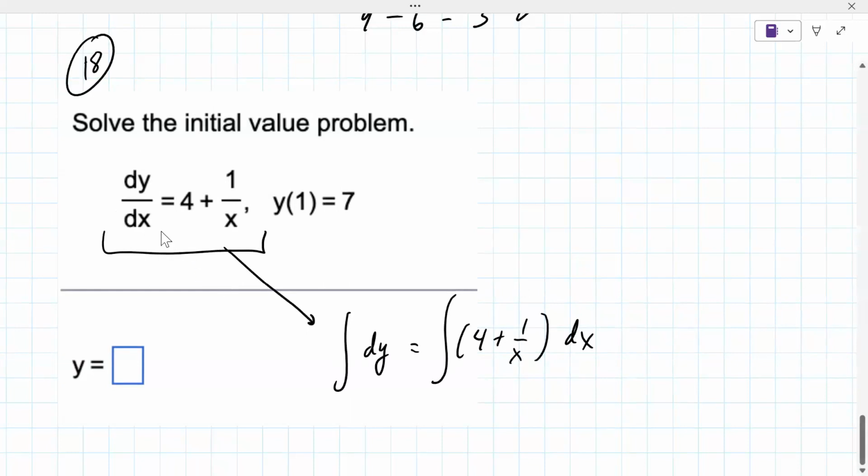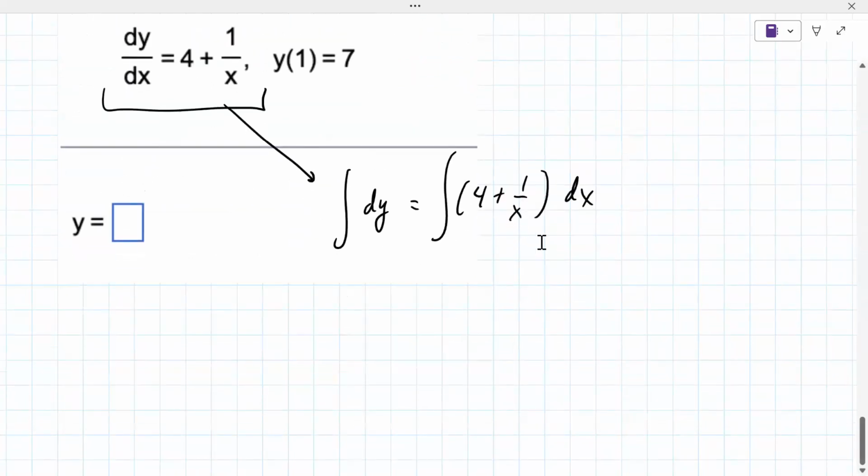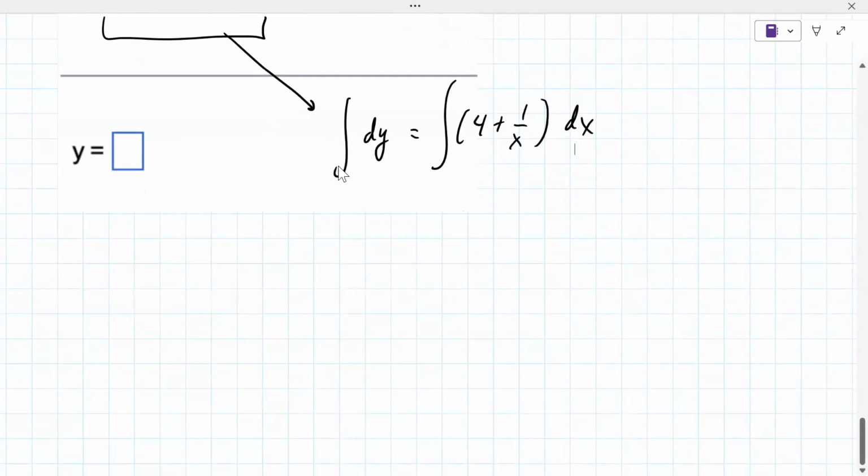And that's the separation. The y is on the left, the x is on the right. It's already separated. Think of a breakup: my stuff, your stuff, or your stuff, my stuff. And now you integrate both sides. So on the left, the integral of dy is y. On the right, it's power rule for the 4x plus natural log absolute value of x plus c.